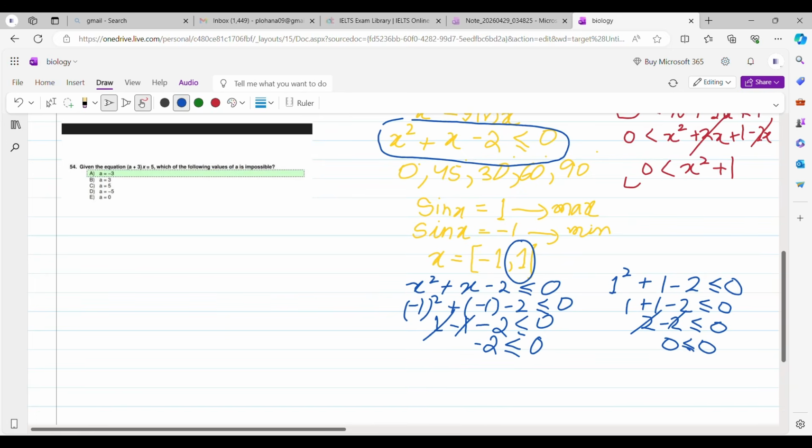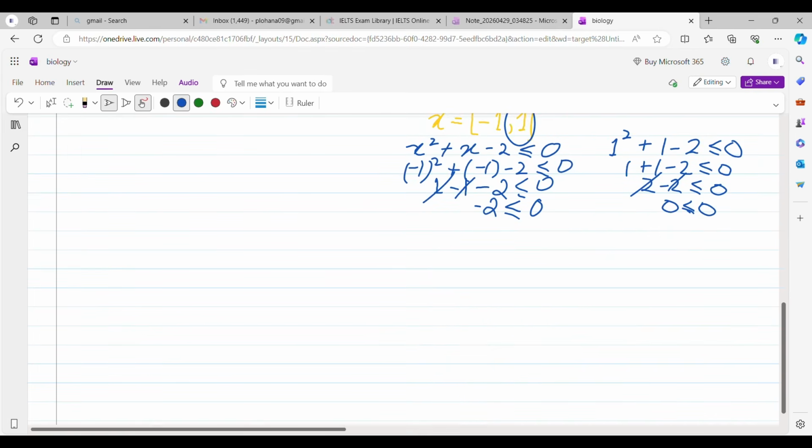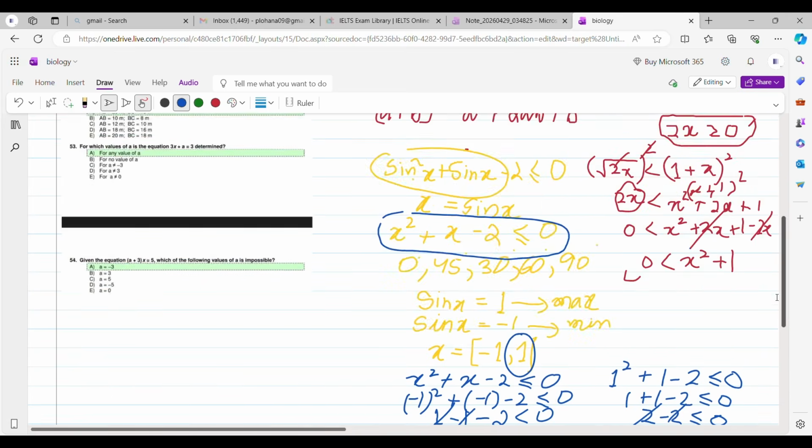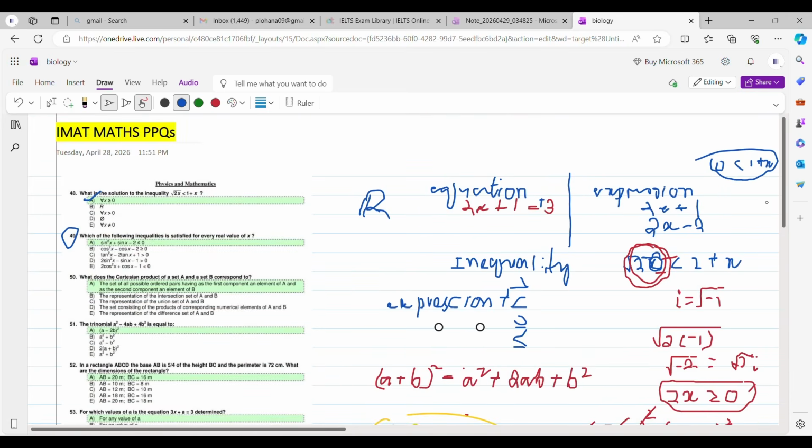So whatever value you give to it that is between minus 1 and 1, you're going to have your inequality satisfied. So this is how we found our answer: option A would be our right answer, because it satisfied the inequality for every real number. Whatever real number you give to it, it would be satisfying this inequality.